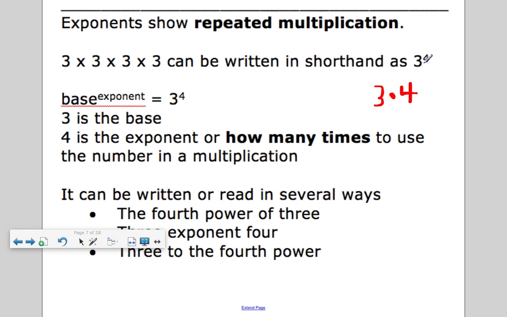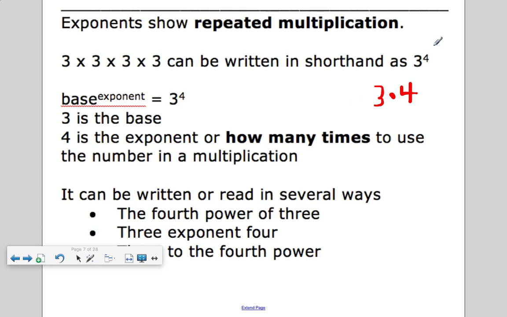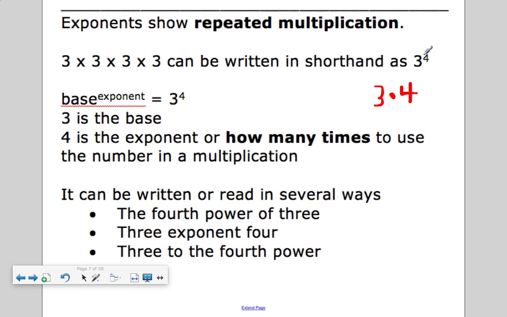So this is 3 to the 4th power. The base is 3. The exponent is 4. You write the number 3 by itself 4 times. So we can say this as 3 to the 4th power. That's how I say it. Some people say 3 exponent 4. Some people say the 4th power of 3. Whatever you want to say.